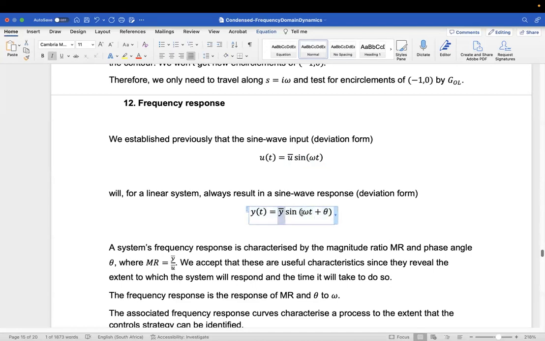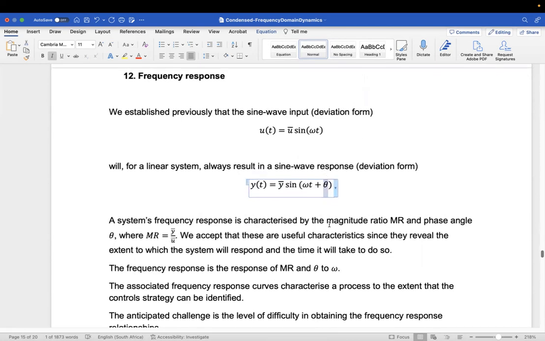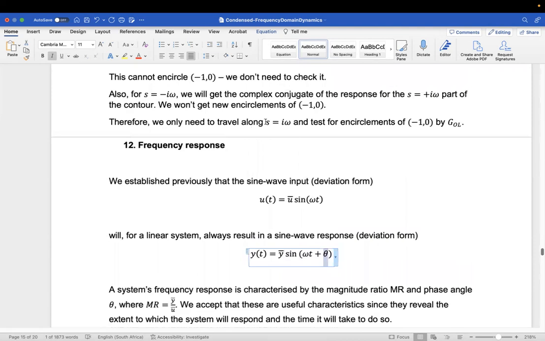The magnitude will also be different. So the magnitude or the amplitude of this sine wave, which we define to be u bar, will generally be different to the amplitude that we observe on the exit. And so we can define for ourselves the magnitude ratio, which will be the amplitude of the response to the amplitude of the control. And we've already defined the phase shift by the angle theta. So this is simply establishing some definitions for us. And what we'll do next is figure out how to travel along s equals i omega.